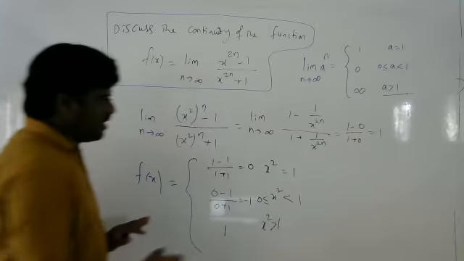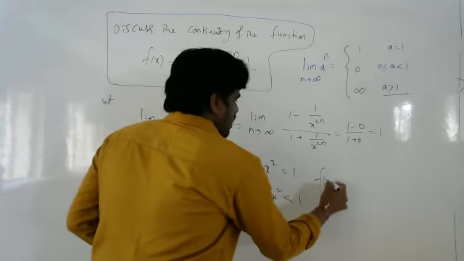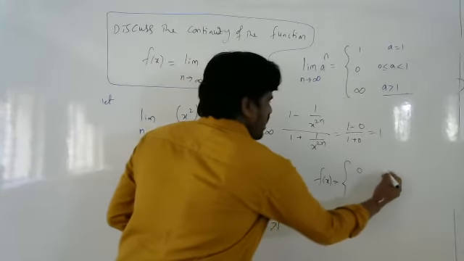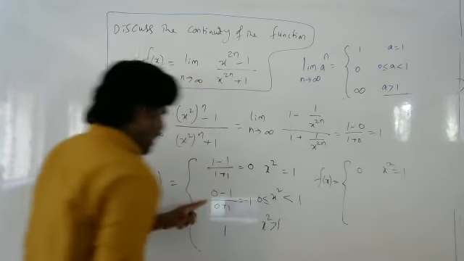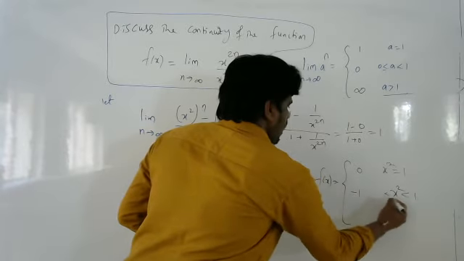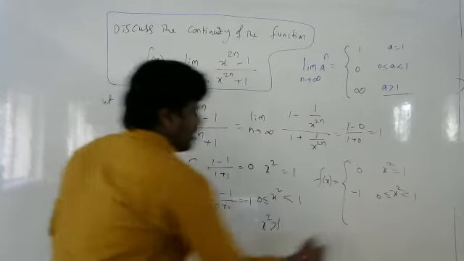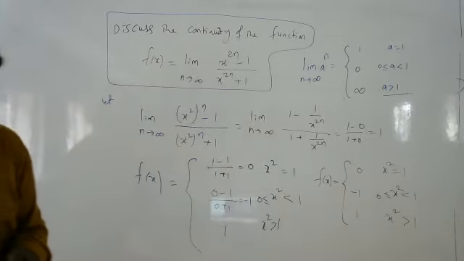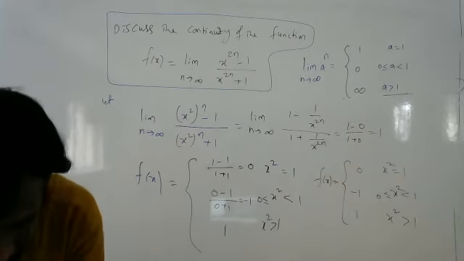Now, did you understand? f of x is derived in another way. How is f of x defined? It is 0 when x square equals 1, minus 1 when x square is in between 0 and 1, and 1 when x square is greater than 1. Did you understand these steps?